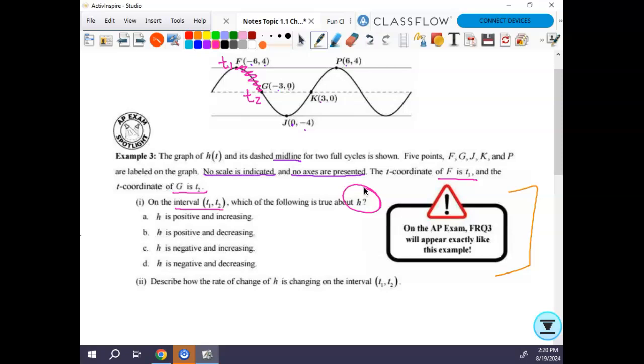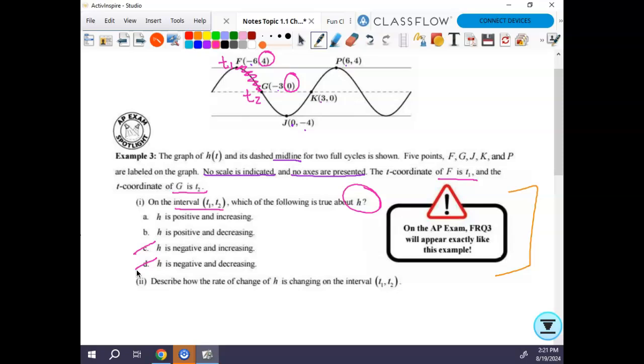So I need to figure out, is it positive or negative, and is it increasing or decreasing? So let's just start with the positive negative part. From T1 to T2, do we think the function itself is positive or negative? I heard negative and I heard positive. Okay, let me ask you this. When we're looking at the function and to decide whether or not it's negative or positive, what do we look at? The Y values, the function values. So these are my Y values from T1 to T2. So is the function positive or negative? Positive. Okay, so I'm going to mark out the ones that say negative.